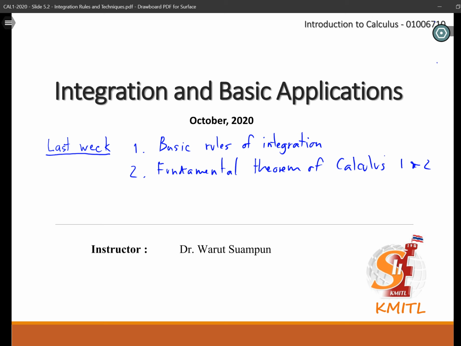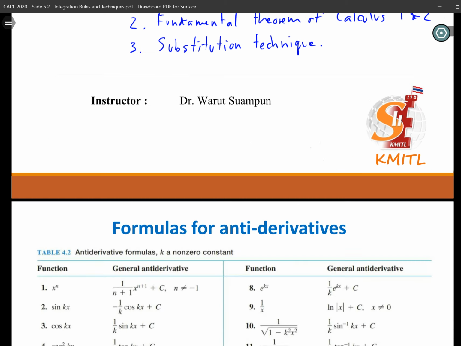We talked about this last Wednesday, and we also talked about the substitution technique when it comes to performing integration. So today we are going to continue on this and expand it a little bit more. By the way, you can download this slide from Canvas. It's going to be a new slide for today's lecture. So let's move to the second slide here.